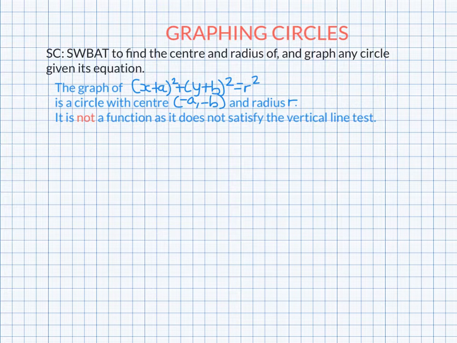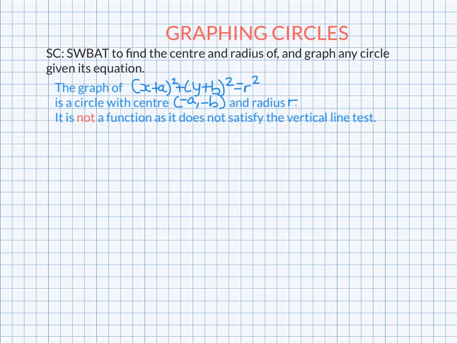If I have the equation (x + a)² + (y + b)² = r², that is a circle. Note here the x and the y are both squared, making it different from a parabola. The center of this circle is (−a, −b). The negative of this is the x coordinate, the negative of this is the y coordinate of the center. And then this number by itself, you square root it to get r, which is the radius. So you need to find the center and radius first before you can graph.